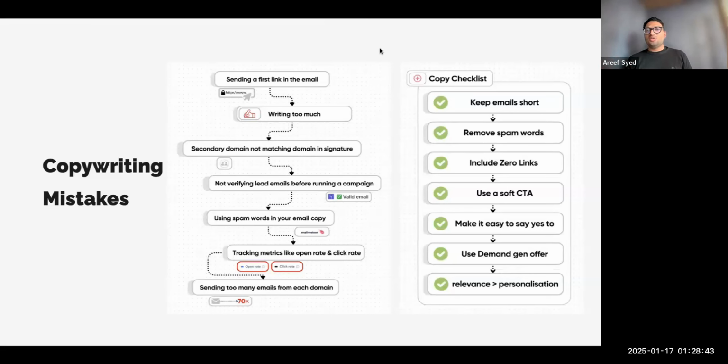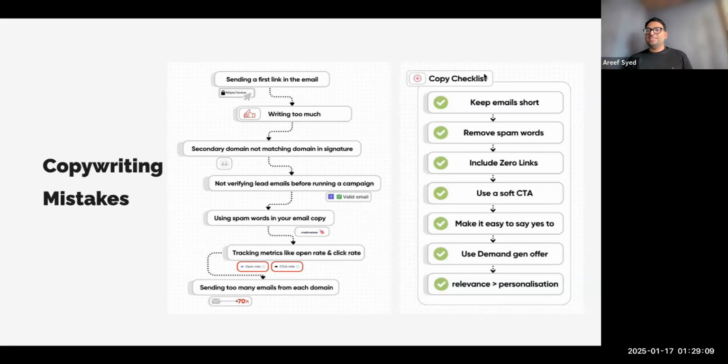And the other one is, don't track your open rates, or reply rates, because every time you want to track them, they are always accompanied with a URL. So again, for any email that has a URL, there are higher chances that it might be blocked as spam.